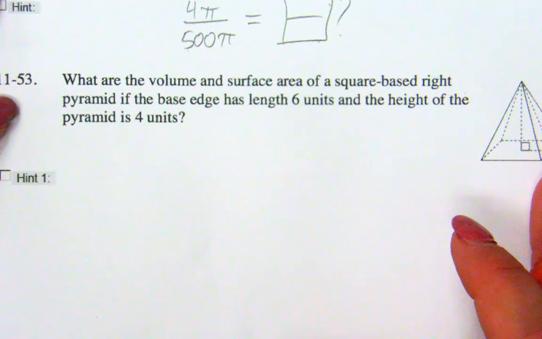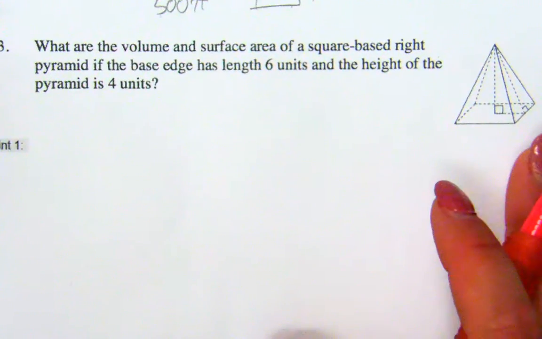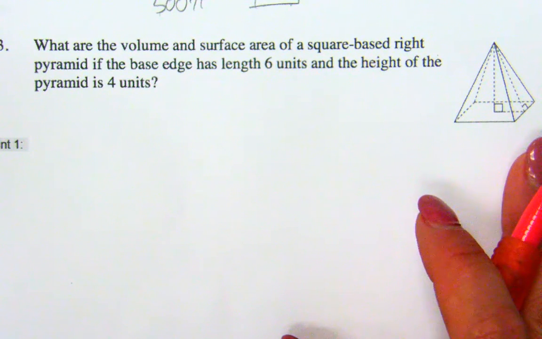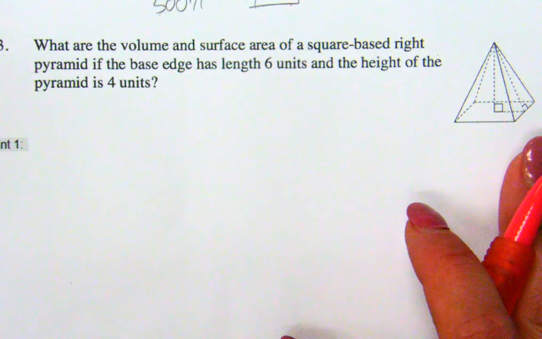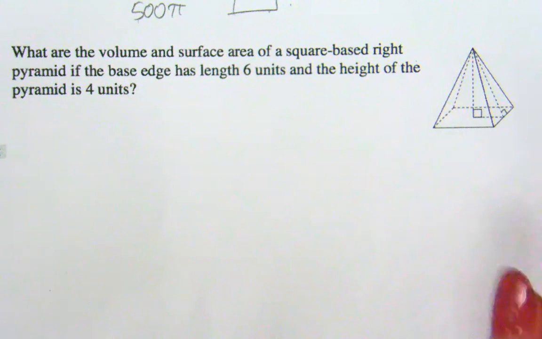53. The volume and the surface area of a square-based right pyramid if the base edge has a length of 6 units, square base. So that means all of the bottom is going to be 6 and the height of the pyramid is 4 units. Didn't we do this in class?